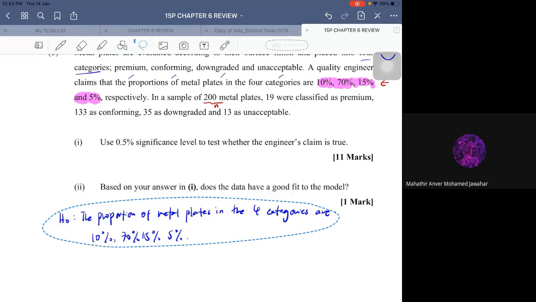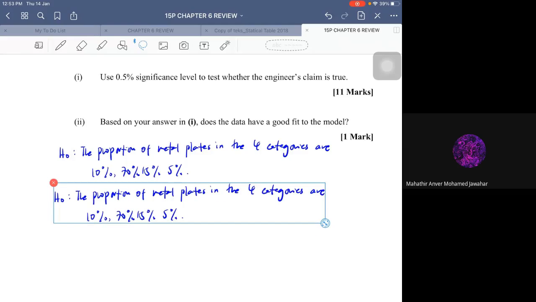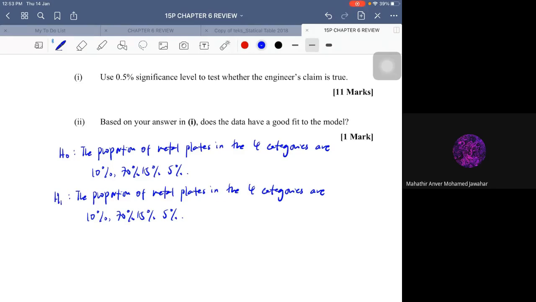And of course the alternative will be the opposite. I'm just too lazy to write it down, so I'm just going to copy it and change it slightly. The alternative hypothesis, H1: the proportion of the metal plates are not those values. So that will be the difference. The top will be equal, so we agree with that, and the alternative will be not equal, so we do not agree with the percentages given.